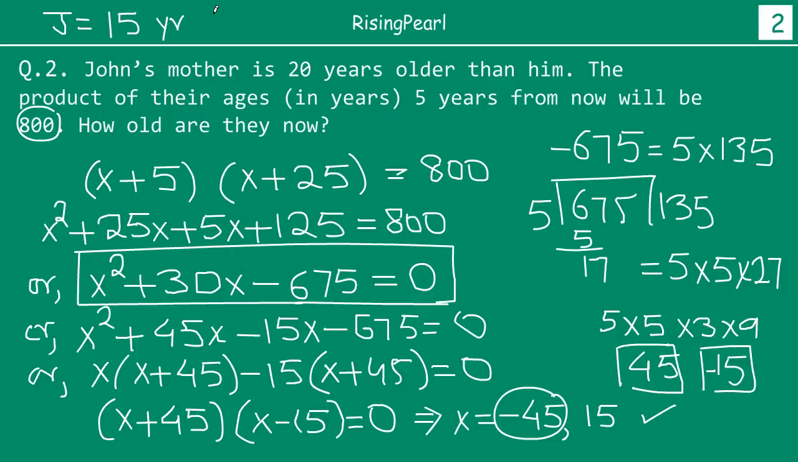and his mother, John's mother, is 20 years plus John's age, 15 plus 20. So this will be 15 plus 20. So she is 35 years old currently. We have to find out how old they are now. So current age for John is 15, mother is 35 years old.